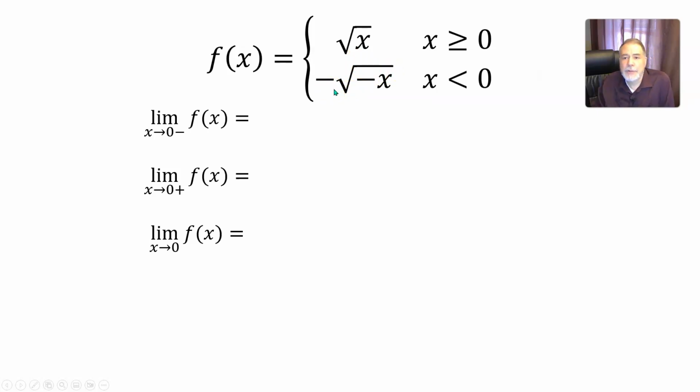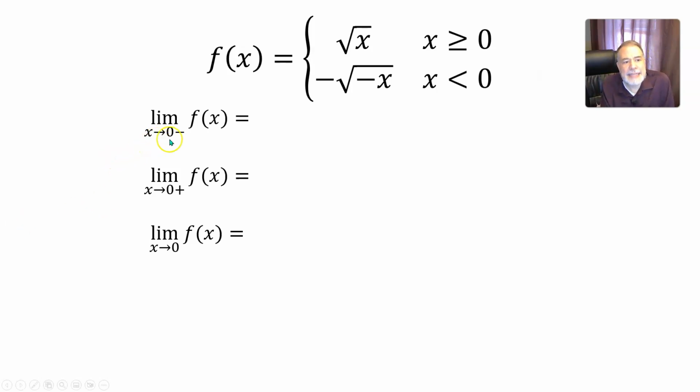So for example, if the number you put in were negative 9, so if x is negative 9, then minus x would be positive 9. The square root of positive 9 would be 3, and then we have negative 3 as the value of the function. So put in a positive number, we get its positive square root. Put in a negative number, we get the negative square root of basically its absolute value.